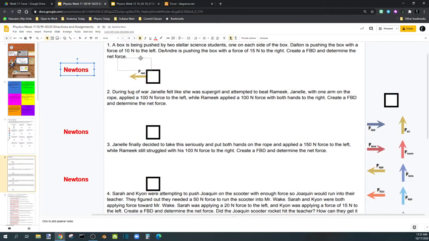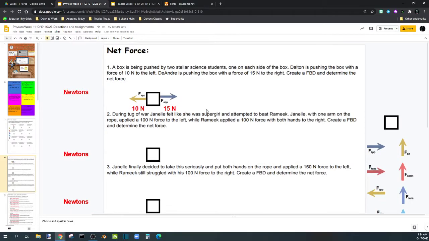And then that is 10 newtons. So what I want you to do is drag out one of these newtons and then type in 10N. And then just drag that underneath right here. You can increase or decrease the size of the text if you wish. And then on the other side, you have DeAndre pushing the box with 15 newtons to the right. So you have 15 newtons to the right, and drag and drop that in the appropriate area there. And that's it for this assignment. That's what I would like you to do.